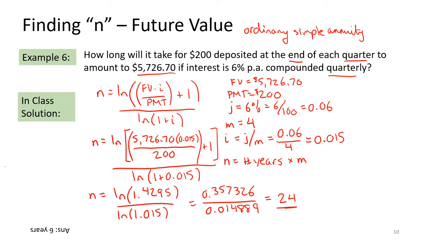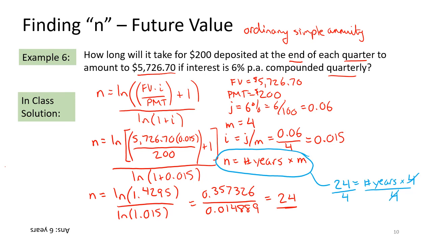Okay? Because remember, n is equal to the number of years times the number of compounding periods per year. So that means that n is 24, and it's equal to the number of years multiplied by the number of compounding periods per year. In this instance, it was quarterly, so it's 4. So to solve for number of years, you need to remove the 4 from the right-hand side. So you divide both sides by 4. On the right side, the 4's cancel. So you're left with the number of years is equal to 24 divided by 4, or 6.